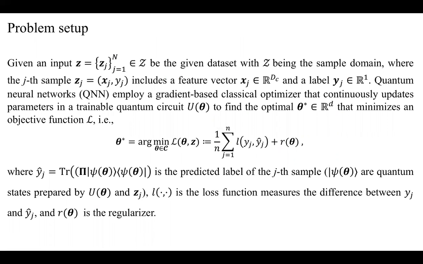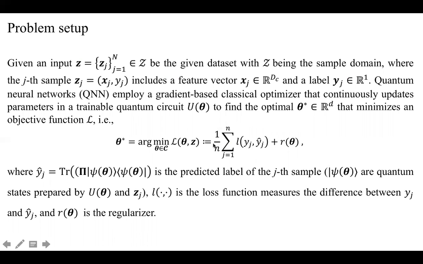Given an input dataset Z, which contains n samples, and for the j-th sample, it includes a feature vector x_j and a label y_j. Quantum neural networks employ a gradient-based classical optimizer that continuously updates parameters θ in a trainable quantum circuit U(θ) to find the optimal set θ* that minimizes the following objective function L.